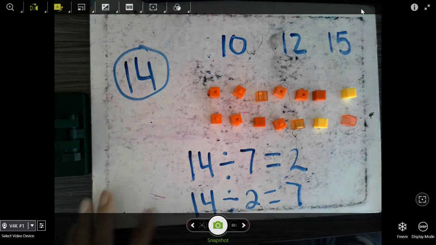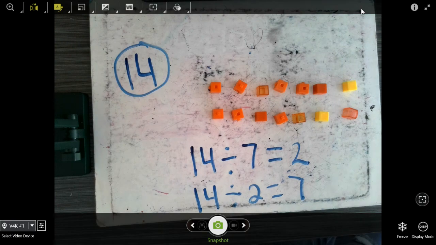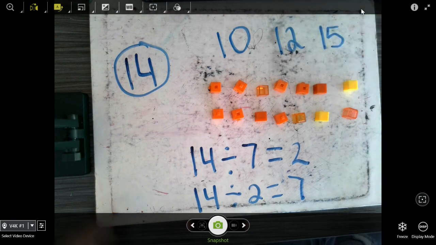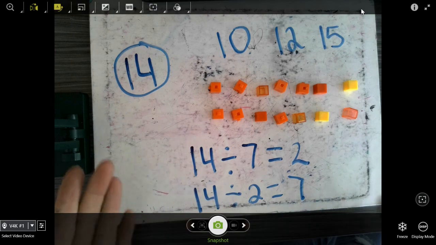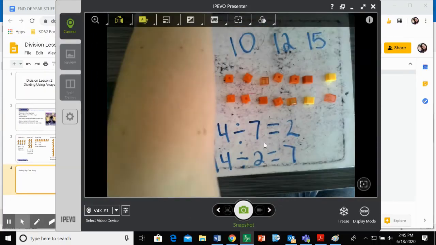So this is what your uploaded picture would look like. But you're going to use either the number 10, 12, or 15. Okay, and you can put them in any way you want. I could have arranged this in a different way, but I chose this way. If you have any questions, please let me know, and good luck.